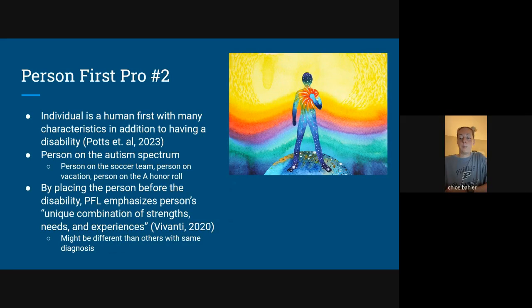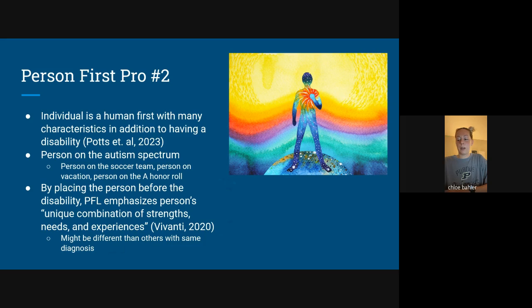Another reason I feel person-first language is superior is because an individual is a human first, with many characteristics in addition to having a disability. People are human beings. We are not defined by our obstacles or impairments. There are some different styles of person-first language.